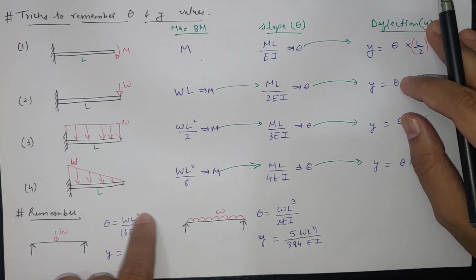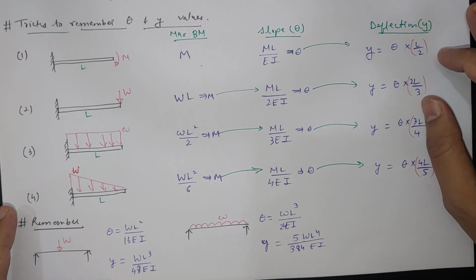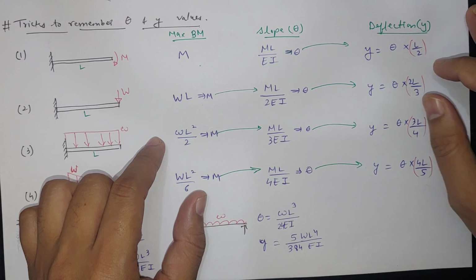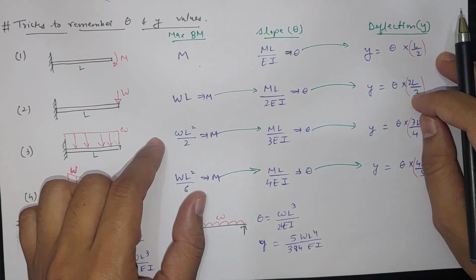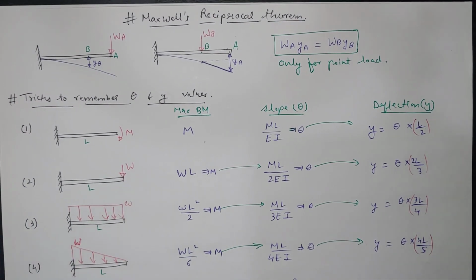You see here L square, here L cube, here L cube, here L4, and 16, 48, 24, 5 by 384. Like that you can remember. But these four cases you can directly remember with the trick. You don't need to remember the exact formulas, and you can derive them easily. So this was it for the video. Thank you for watching this video.